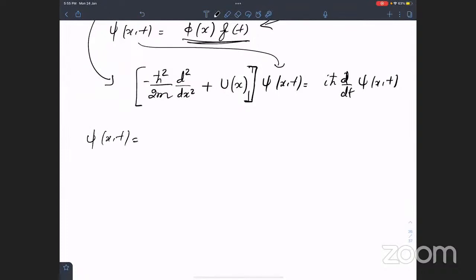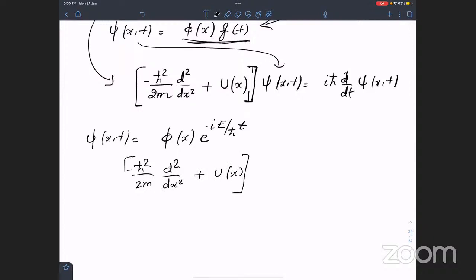When we do that, we find that all separable wave functions are of the following form: psi(x, t) = phi(x) times e to the power minus iEt by h bar. And phi(x) satisfies the equation minus h bar squared by 2m d squared by dx squared plus U of x, acting on phi of x, equals E times phi of x. This E and whatever E appears here, they should be the same.